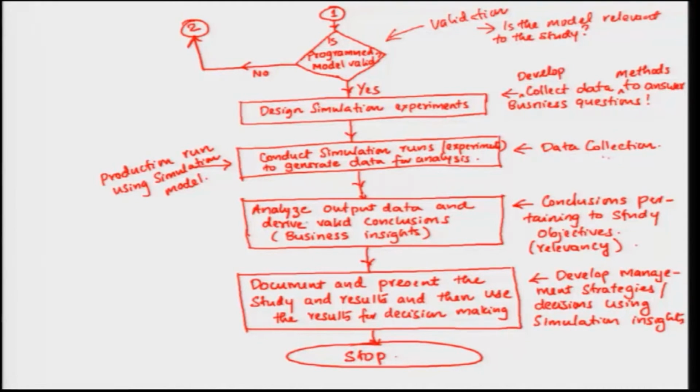Then you analyze the output data collected as per the simulation experiments, and you try to derive valid business conclusions. These conclusions should pertain to the study objectives, or they should be relevant conclusions. Once that is done, you document and present the study and its results in such a way that they can be used for business decision making. The management insights that you developed from the simulation can be used to build appropriate strategies. Once that is done, the objective of the study is over.